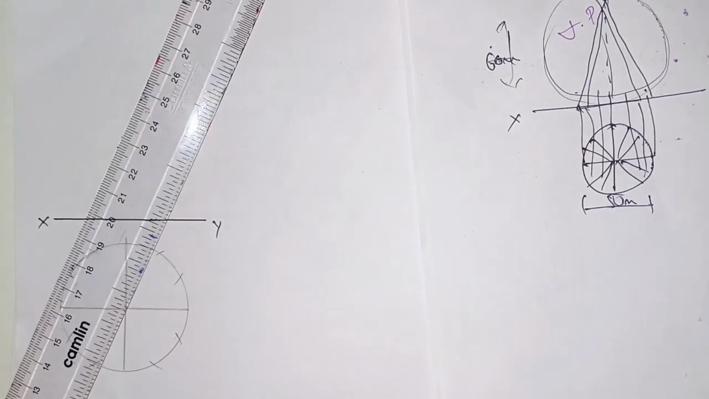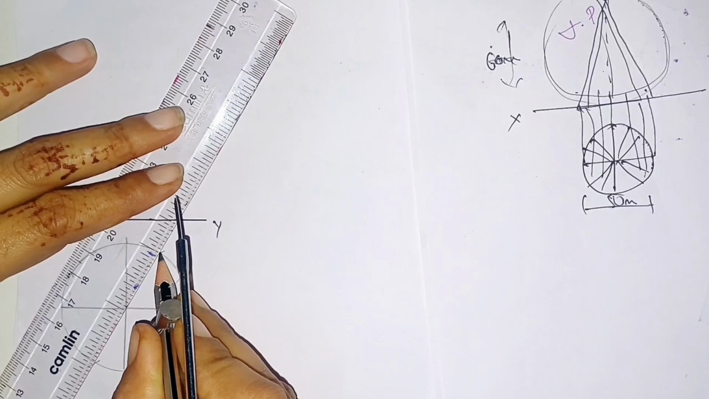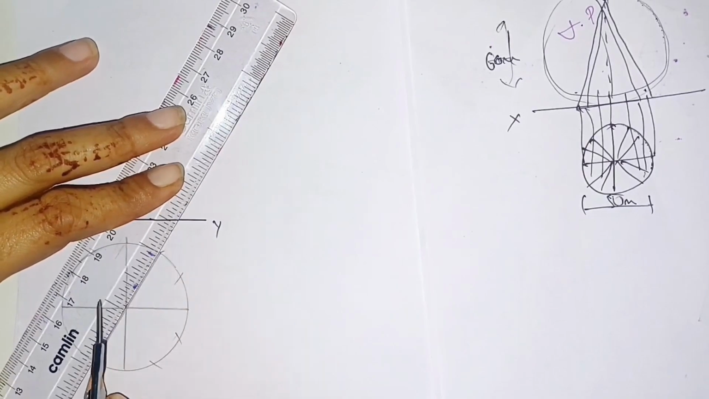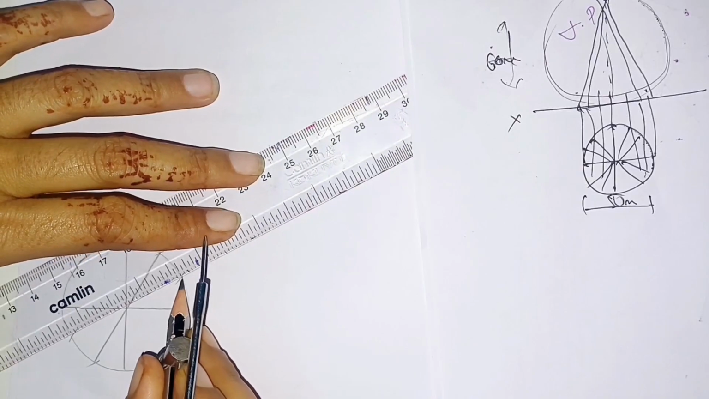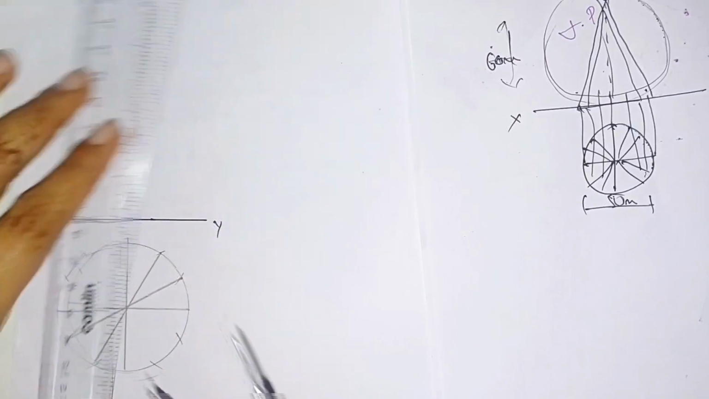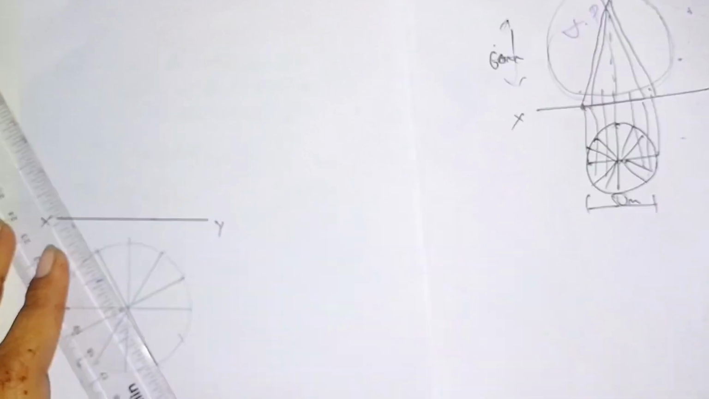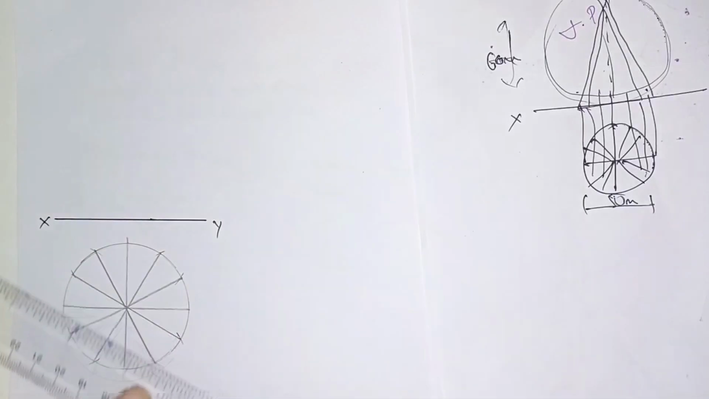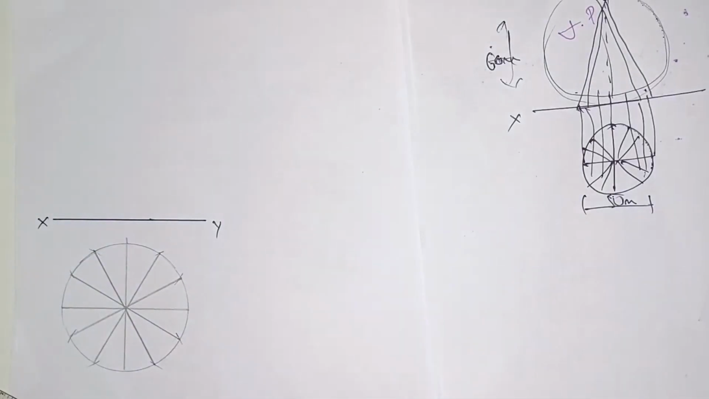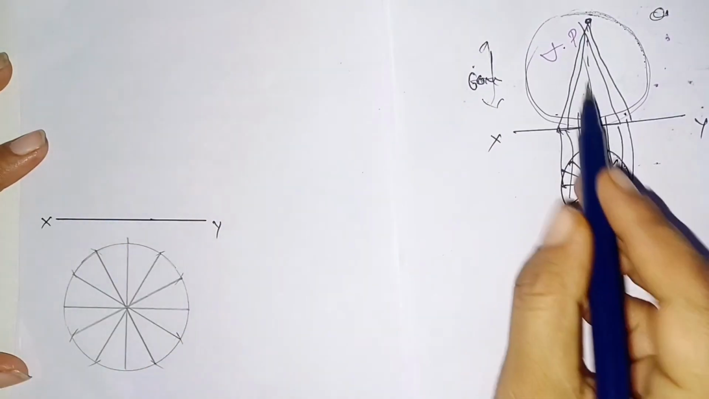Then simply join the points. These two points coincide with the default. Yes, join the points. And next you have to mention the names. Here we have to draw the pyramid.